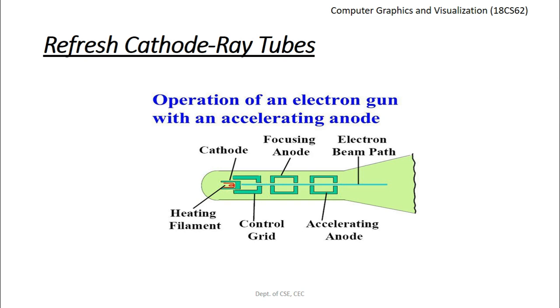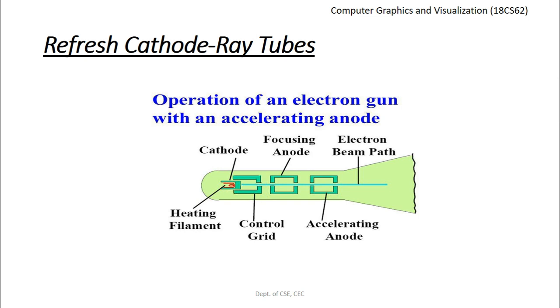The focusing system in a CRT forces the electron beam, as it is shown here, to converge to a small cross section as it strikes the phosphor, and this is accomplished with either electric or magnetic fields. With electrostatic focusing, the electron beam is passed through a positively charged metal cylinder so that the electrons at the center, or along the center line of the cylinder, are in equilibrium position.